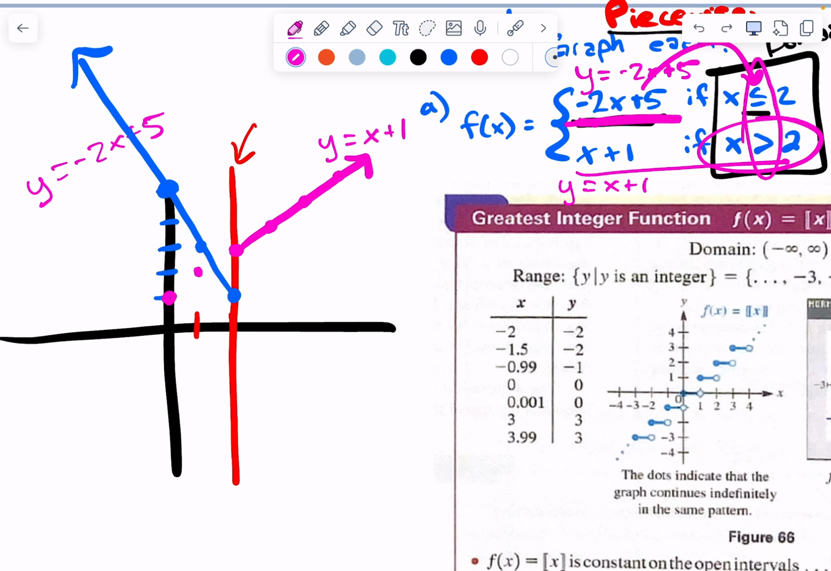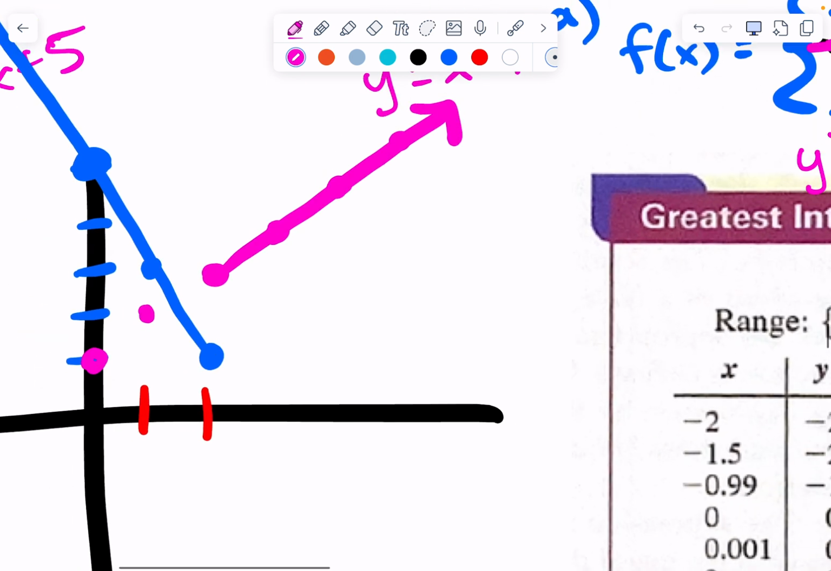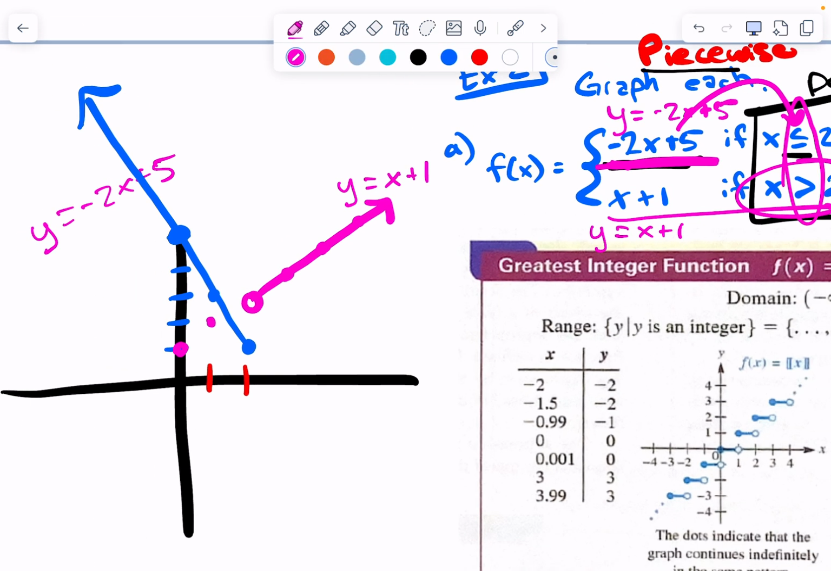The only thing that I have to fix is, I need to erase my middle line, by the way. He's gone now. And what else? Yeah, the pink one needs to be an open circle right here. So he's not touching there. Got it? Not touching. Okay, happy with that? That's how you do that.